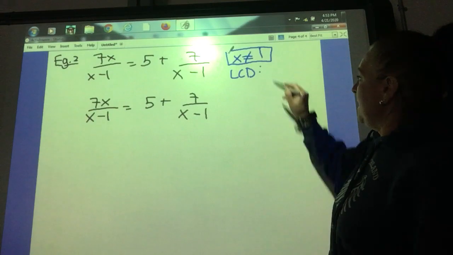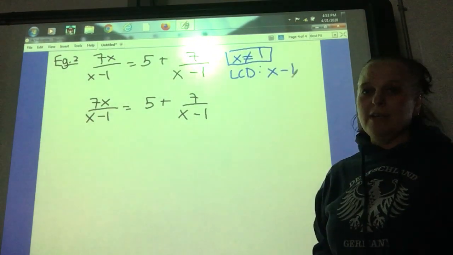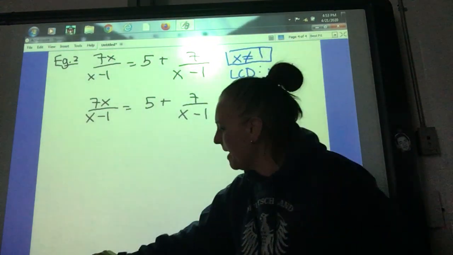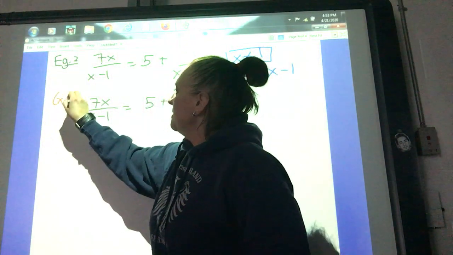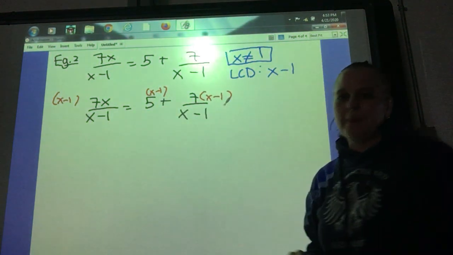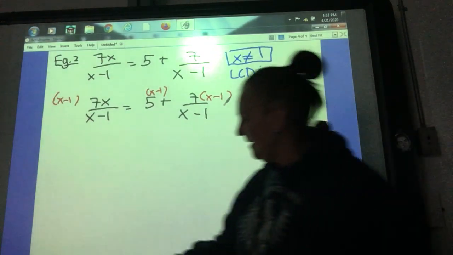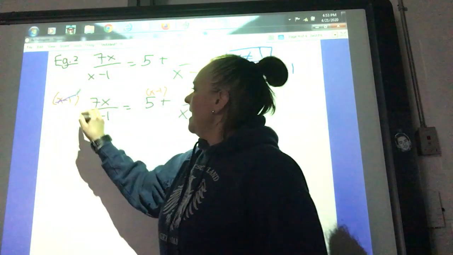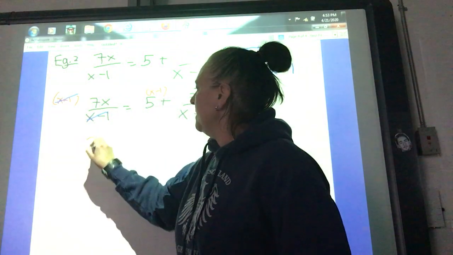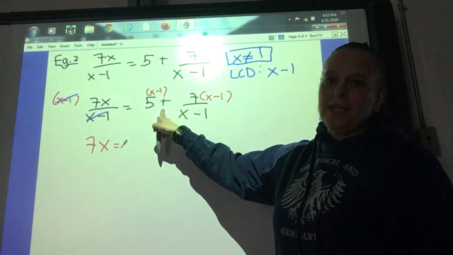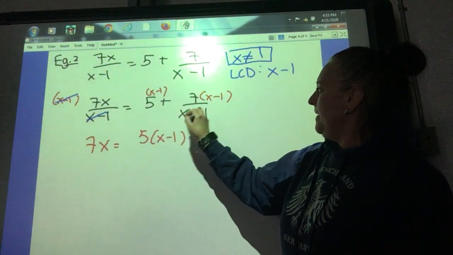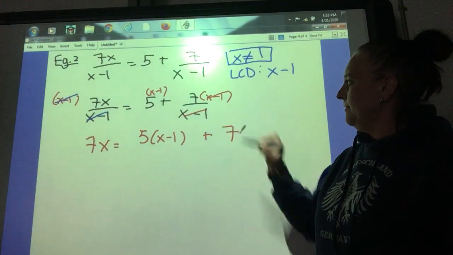What's the LCD? Well, that's easy. There's only one denominator, x minus 1, so it has to be that. Okay, step 3, multiply everything by x minus 1. So x minus 1, x minus 1, x minus 1. Then, can we simplify anything? Yes, we can. This x minus 1 cancels out that x minus 1, so we are just left behind with a 7x there. Nothing here cancels out, there's no denominator. And here, this x minus 1 canceled that, so we're just left with 7.